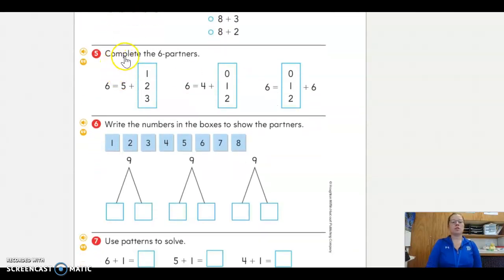For number 5, it says complete the 6 partners. So the total is 6. What number pairs with this partner to get you to 6? Circle it, please. Circle the one that matches to get you to 6.